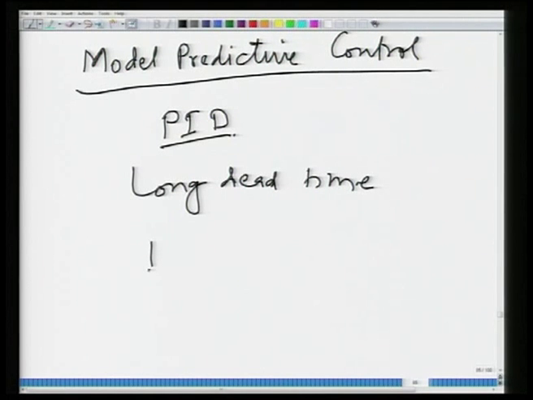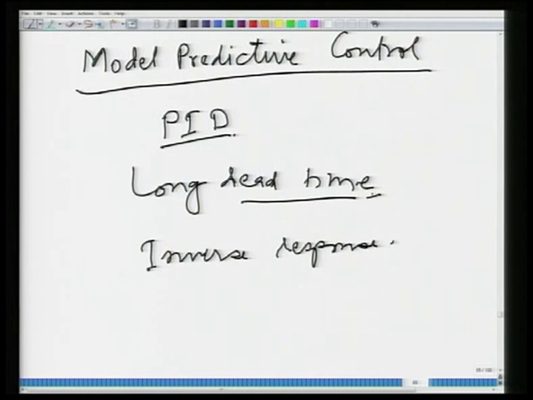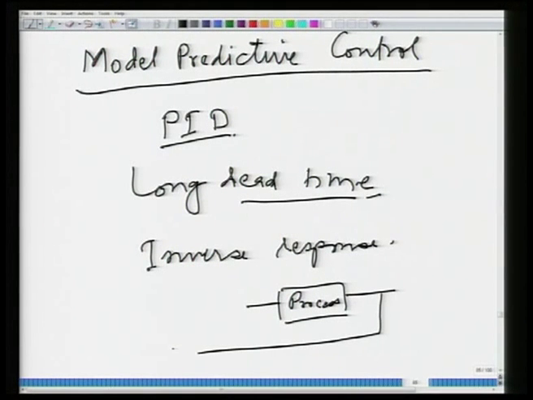or a system with an inverse response, which is also sometimes referred to as wrong way behavior. So, what happens if you have a long dead time? The process has a long dead time. I have my process and I have put in my PI controller, with y set point, y, plus and minus.